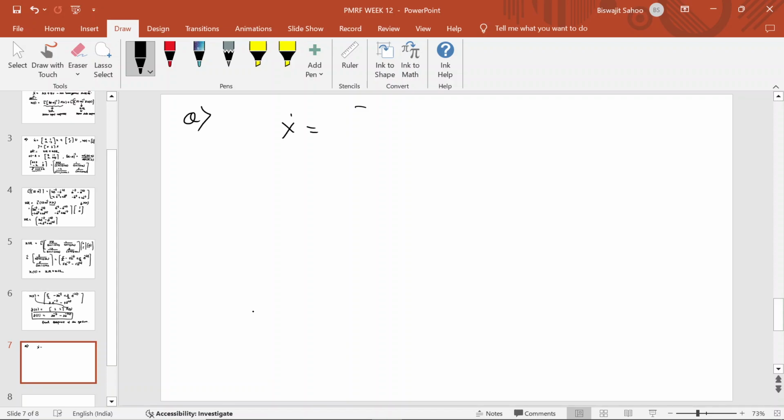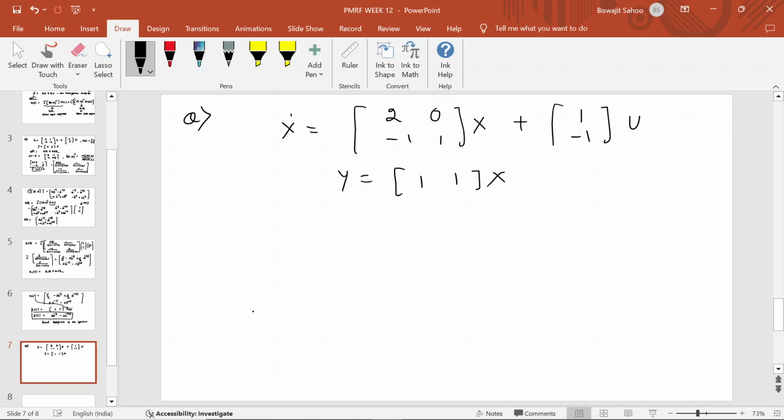Suppose a system is given to you: A is [2, 0; -1, 1], multiplied with x plus B, where B is given as [1; -1]. Then C is given as [1, 1], y equal to Cx. D is 0 because the transmission term is 0, as there is no active element in the system. Now check the controllability and the observability of the system.